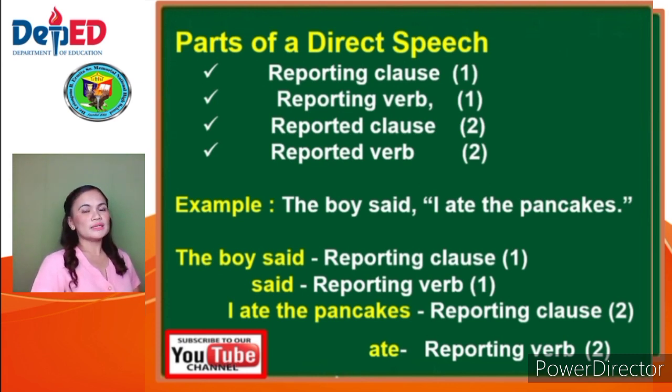In the example, imagine that you saw a boy and the boy talked to you. He said, "I ate pancakes." So, when someone asks you where the pancakes are, you can tell what exactly the boy told you by saying, "The boy said, 'I ate pancakes.'" Telling the exact words of the speaker is a good way to show that you are a good listener and that you remember exactly what the speaker said.